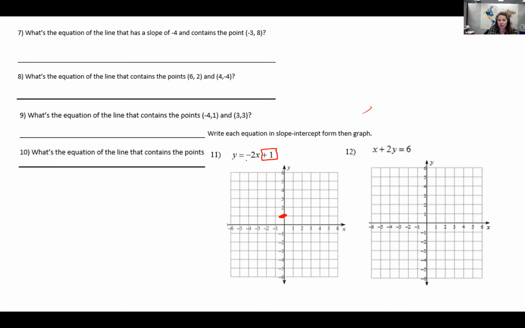So where do I start graphing? I start at my y-intercept, 0, 3. My slope is negative. My rise is 1, so I'm going to go down 1, right 2, down 1, right 2, and keep repeating. And there is my line.